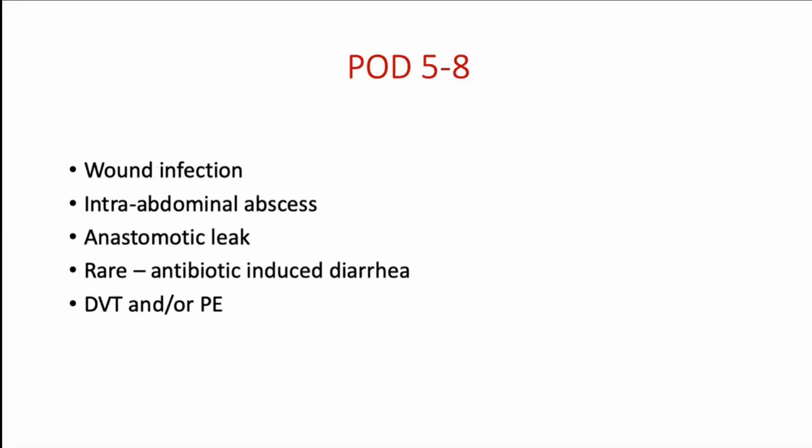Now from POD 5 to 8, that is around a week after surgery, the most important cause of fever in GI patients is anastomotic leak. Apart from that, wound infection or intra-abdominal or intrathoracic abscess can cause fever from POD 5 to 8. The rare causes can be antibiotic-induced diarrhea, and DVT and pulmonary embolism can occur in any patient with a major surgery from POD 4 onwards.